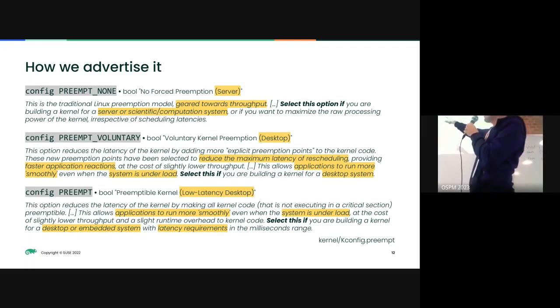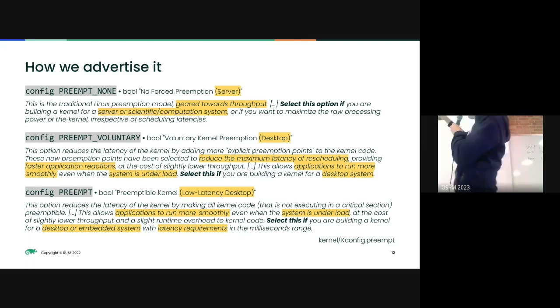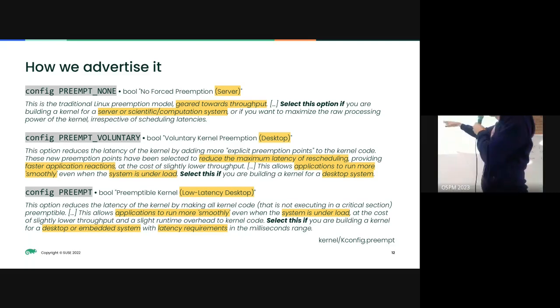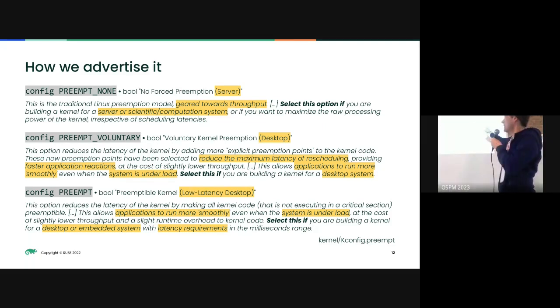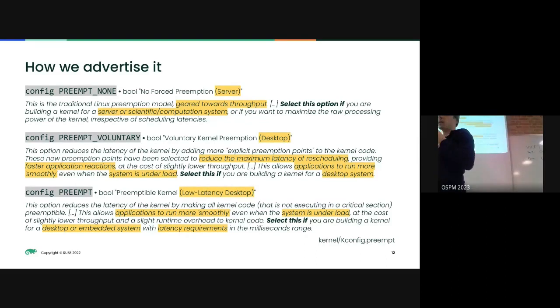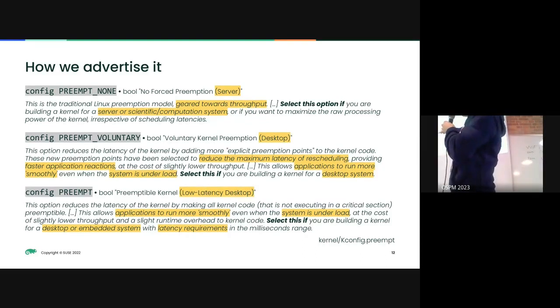Then preempt voluntary, voluntary kernel preemption, desktop. This option reduces latencies by adding more explicit preemption points. The new preemption points have been selected to reduce maximum latency, providing faster application reactions, and to run more smoothly, even when under load. Select if desktop. Then we have preempt, which is full preemption. Preemptible kernel, low latency desktop.